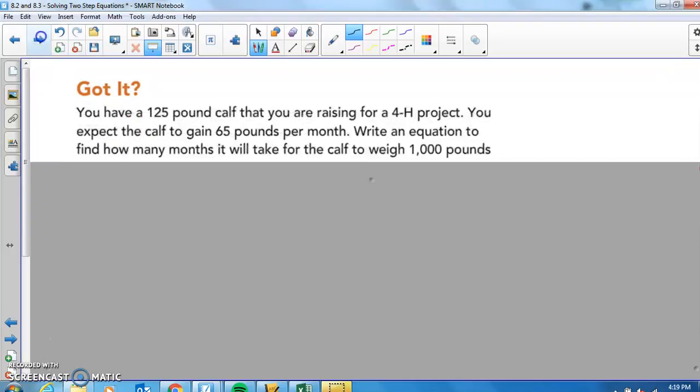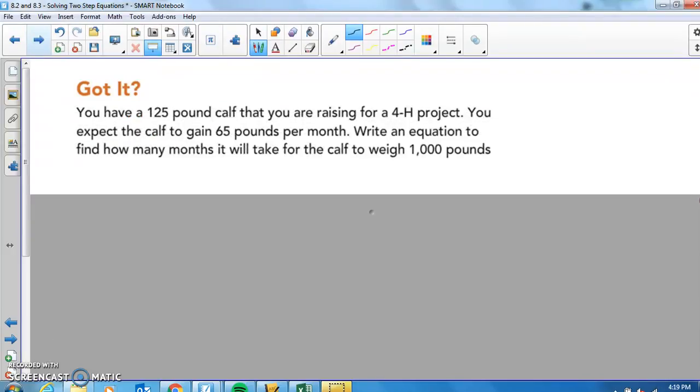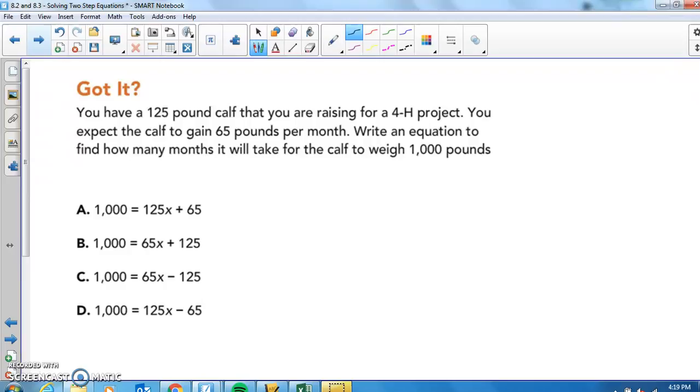All right, the next problem. You have a 125-pound calf that you are raising for a 4-H project. You expect the calf to gain 65 pounds per month. Write an equation to find how many months it will take for the calf to weigh 1,000 pounds. And there again, there are 4 options with a star here.